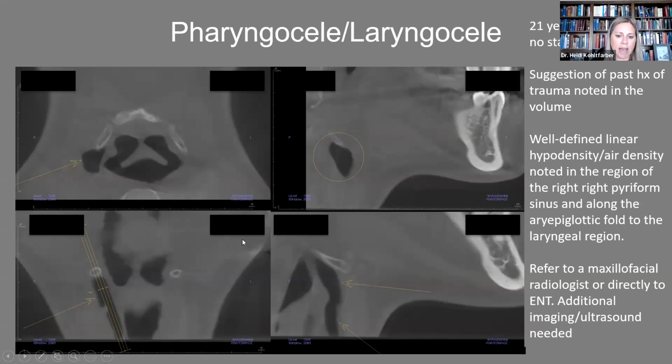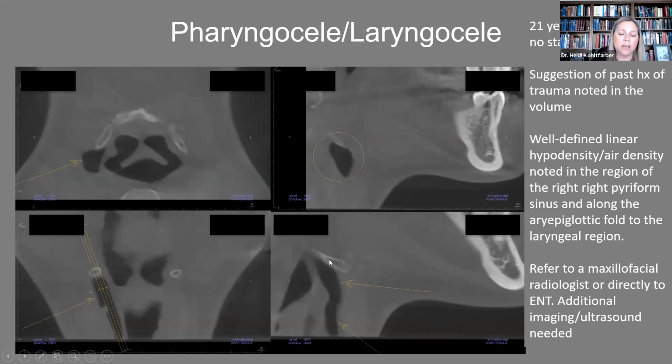This was one we just had. This was a young gal, 21-year-old female with no stated history at all. When we're looking through the scan, we could see, yeah, it looks like we've got some surgical screws. So we do have a history of trauma. And we see this well-defined air-filled hypodensity that just went right along that airway space. It's just lateral to the aryepiglottic fold within the region of the piriform sinus. And it's air density. It's got an air contrast level to it, but it has no connection whatsoever with the airway space. So this is our pharyngocele, laryngocele.